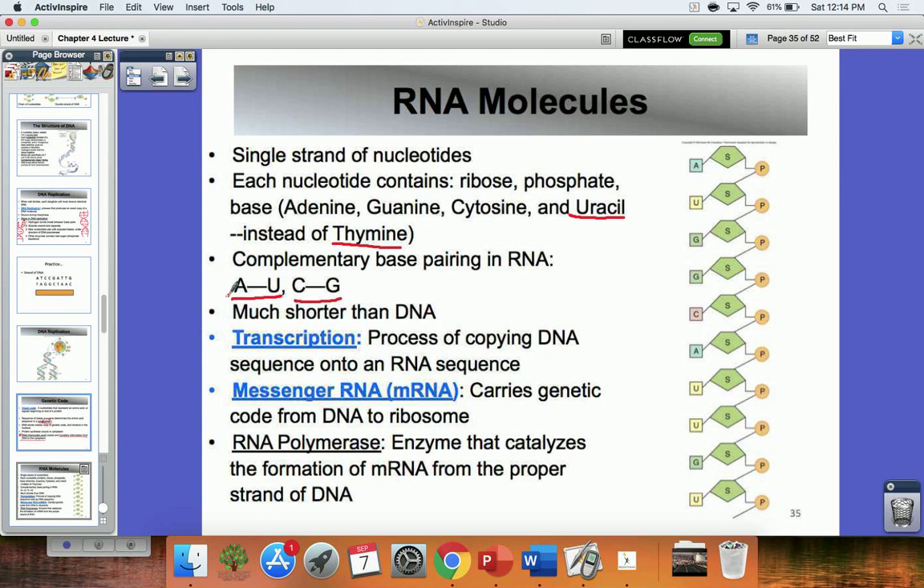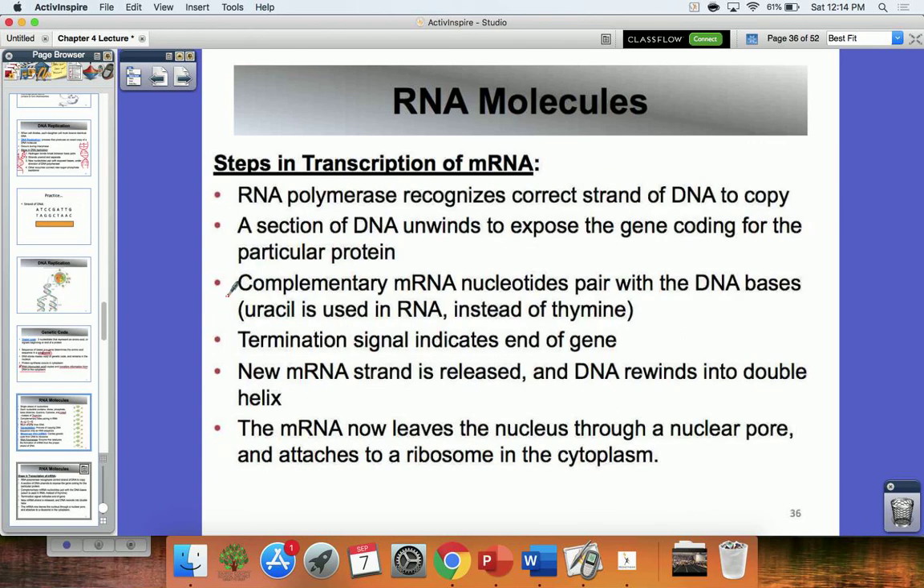And so we have another enzyme that's going to help us do that, and that's RNA polymerase. That's going to be just the enzyme that helps to speed up the reaction of mRNA copying that strand of DNA. So, steps of transcription. Remember, we have our DNA. DNA has the code. It has what we need. It has the master copy.